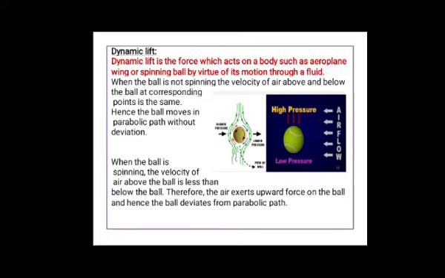But when a moving ball is spinning, the ball drags the air along with it. The streamlines above the ball due to the translation and rotational motion of the ball are opposed to each other. As a result, the velocity of air above the ball is less than that below the ball. This results in a pressure difference according to Bernoulli's principle. Therefore, the air exerts an upward force on the ball and hence the ball deviates from the parabolic path. So, this is dynamic lift. Now, let us see what is this Magnus effect. It is the dynamic lift due to spinning of the ball.